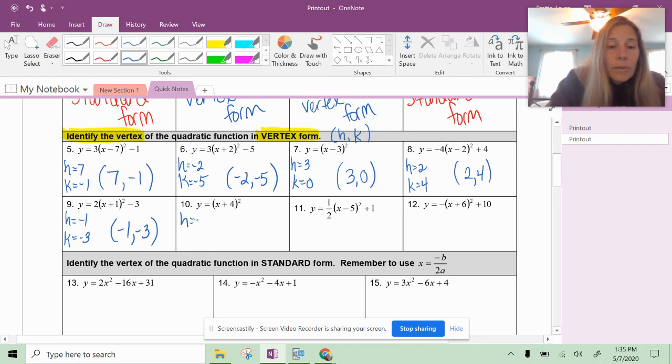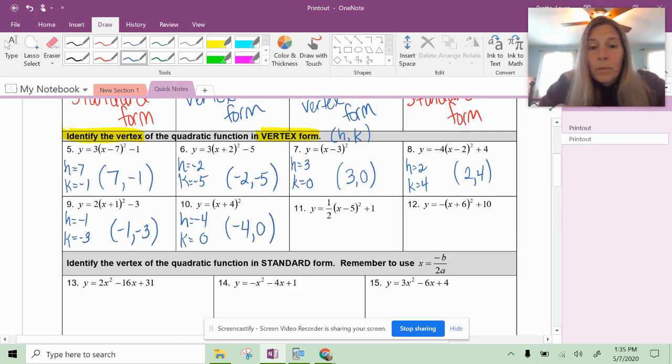H for number 10 would be negative 4. K is going to be 0 because we do not have a k there, so that vertex would be negative 4, 0. Number 11, our h is positive 5. Our k is positive 1, so our vertex would be 5, 1.